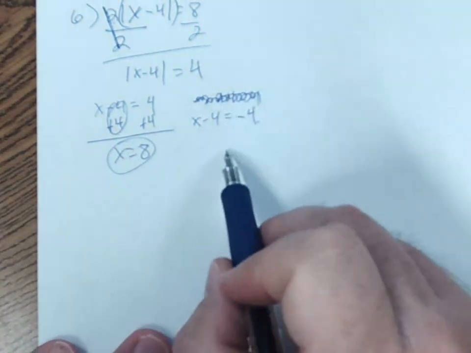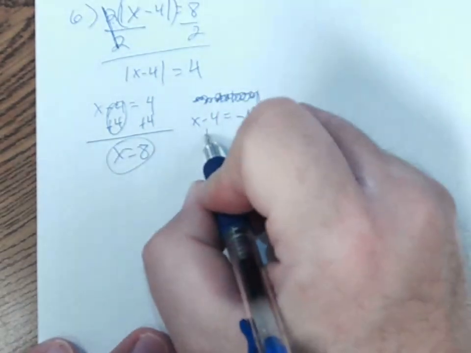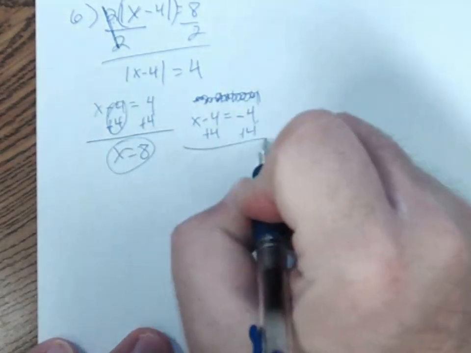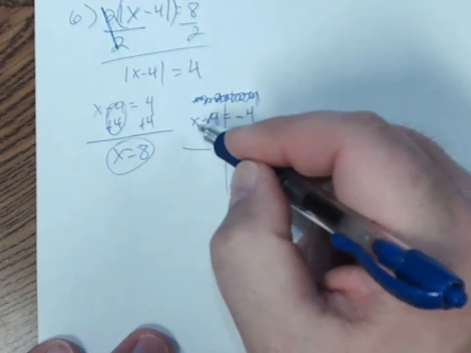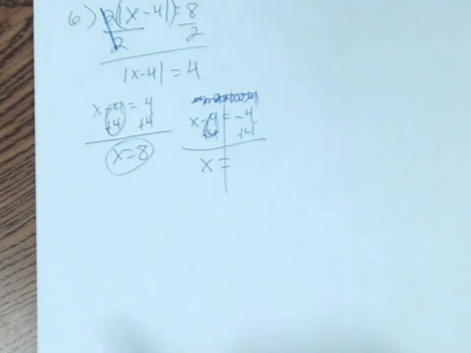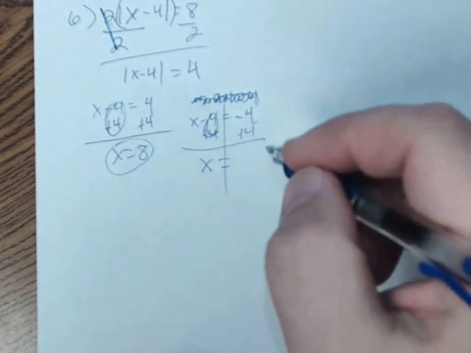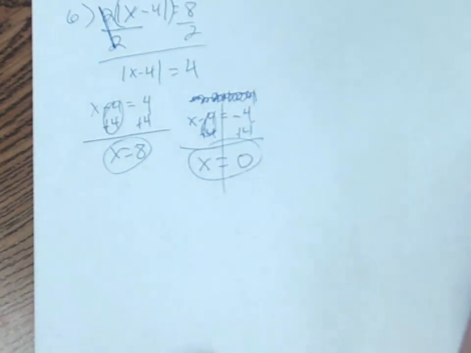I'll do the same thing over here. I got x minus 4 equals negative 4. I'm also going to add 4. And once again, on the left, these make a 0 pair, and x minus 0 is x. On the right, though, I now have negative 4 plus 4 instead of positive 4 plus 4. Negative 4 plus 4 is 0. So my other possible solution is x equals 0.